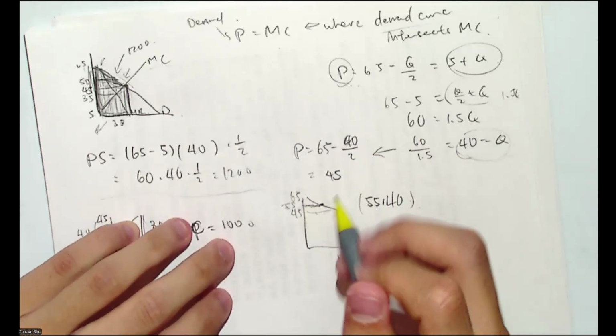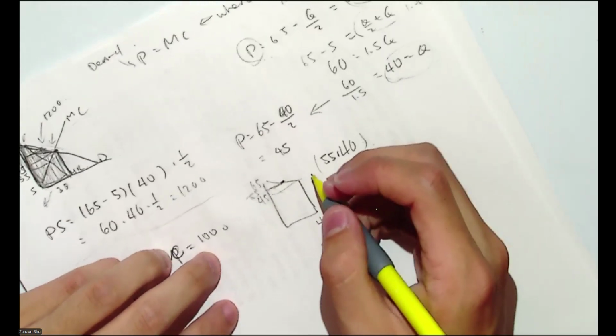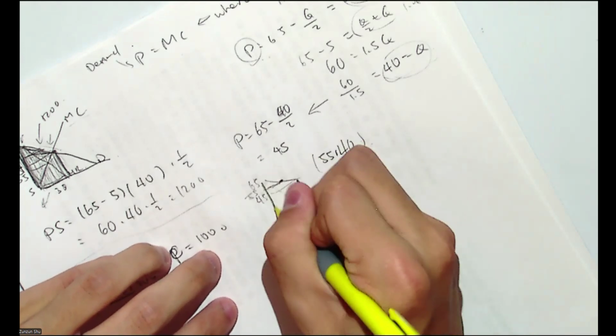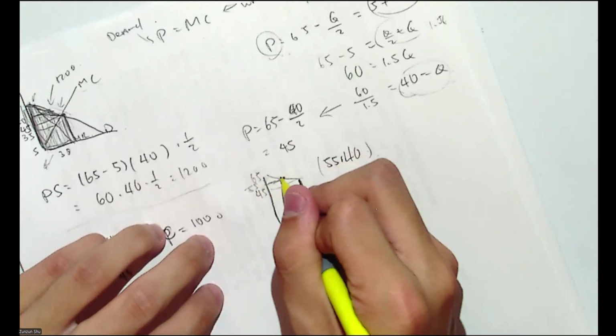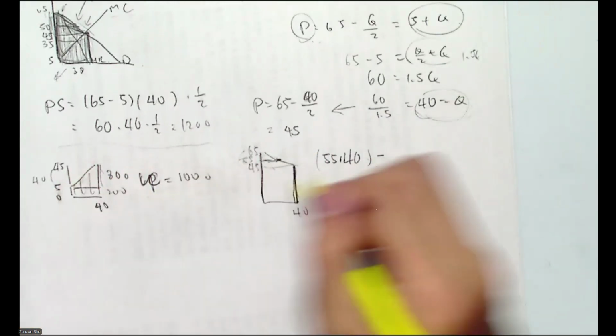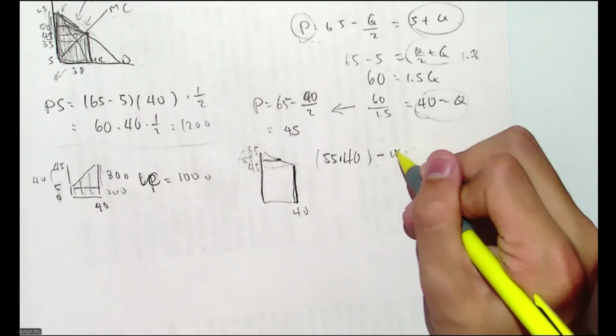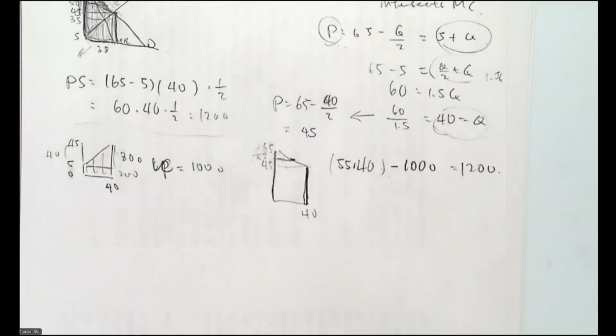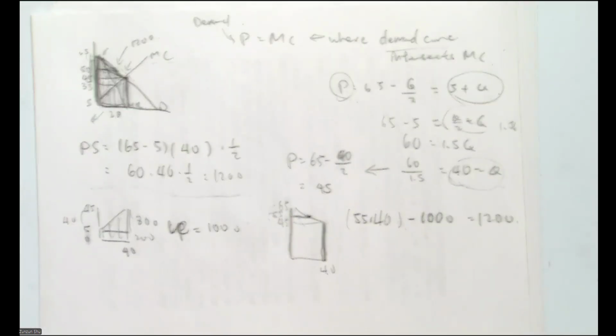And the reason why we're using 55 is because we find the average of this length to that length, and the average of that is going to be the midpoint between them, which is 55. Minus your variable cost, which is 1,000. And that's also going to give you 1,200, but it's a much more complicated method. It is correct, I believe, but it's just not the best way.